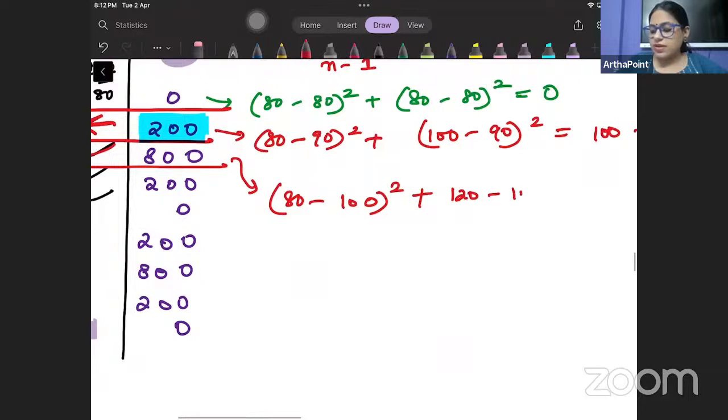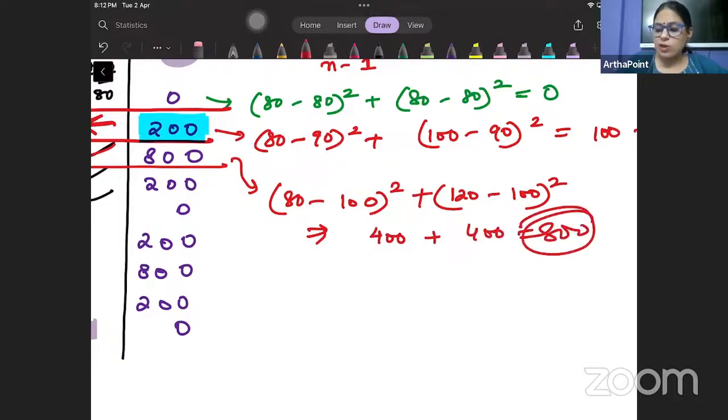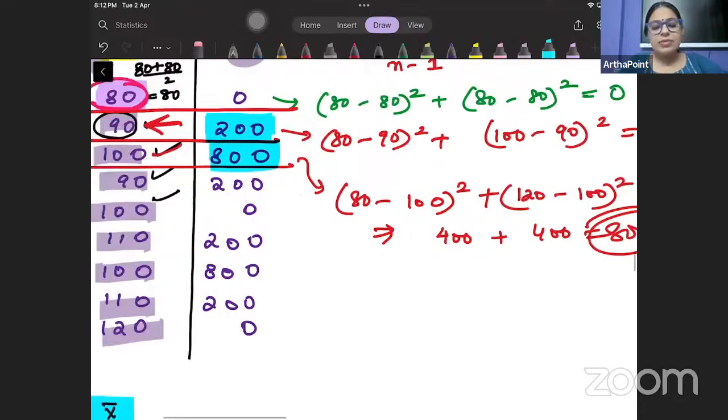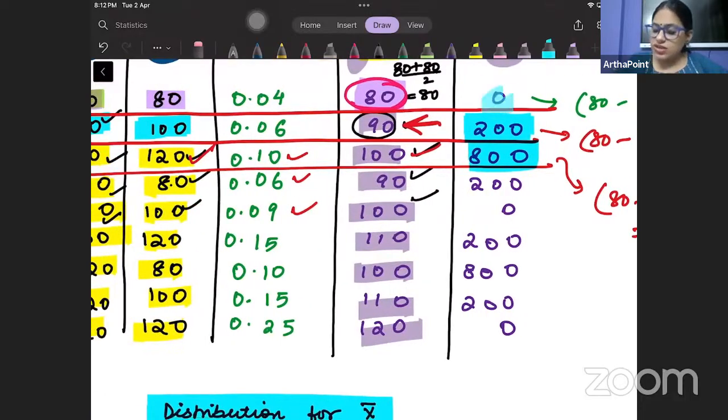So 120 minus 100 whole square. So this will give me minus 20 square, that means 400, and 20 square, that means 400, so 800, that's this value. Again, beta, I am leaving it up to you. In similar fashion, you will be able to find all these variances. तो ये individual sample के variance हैं.